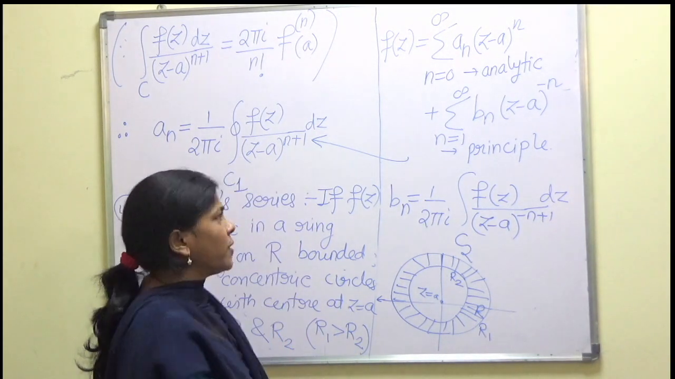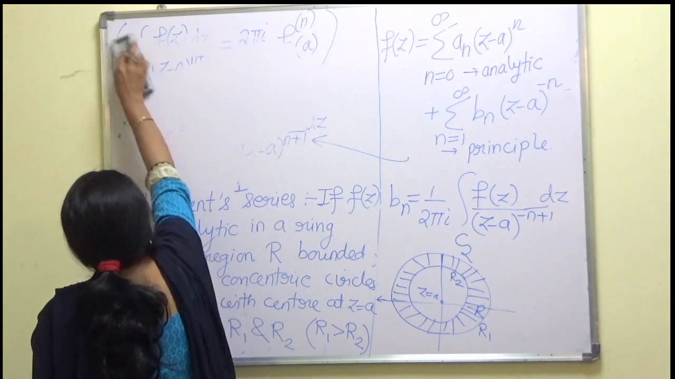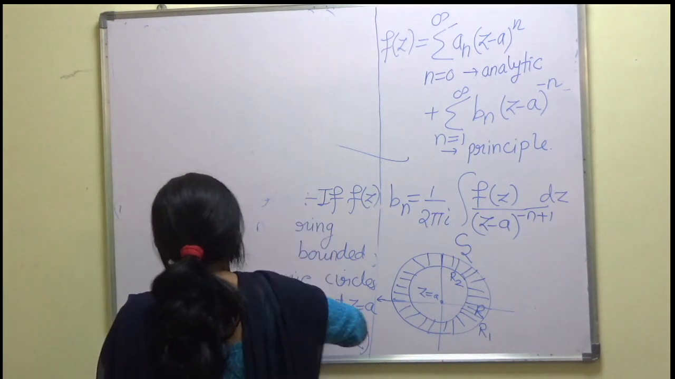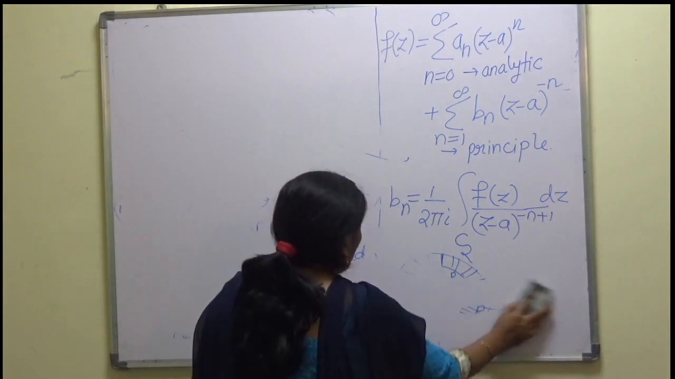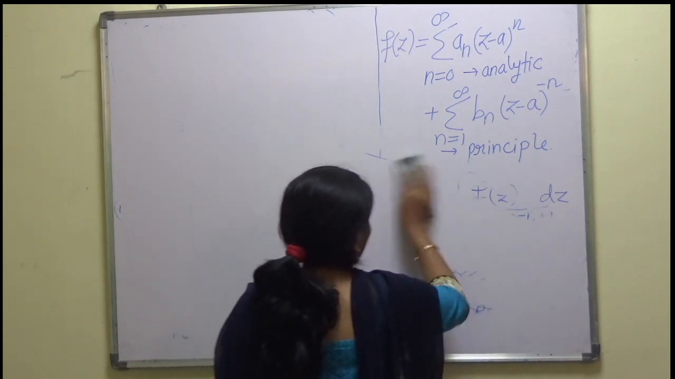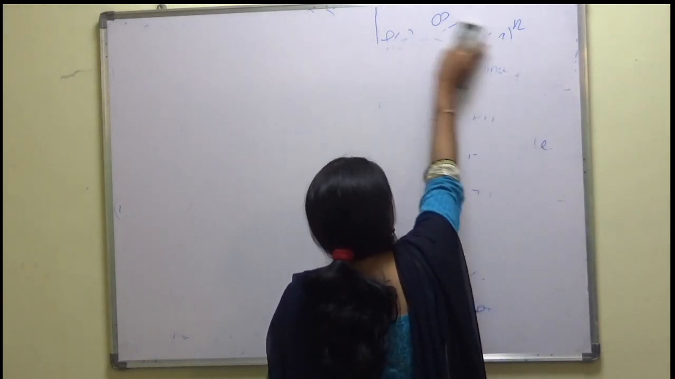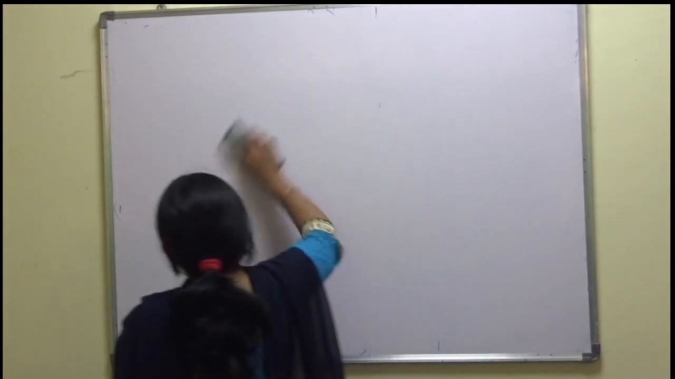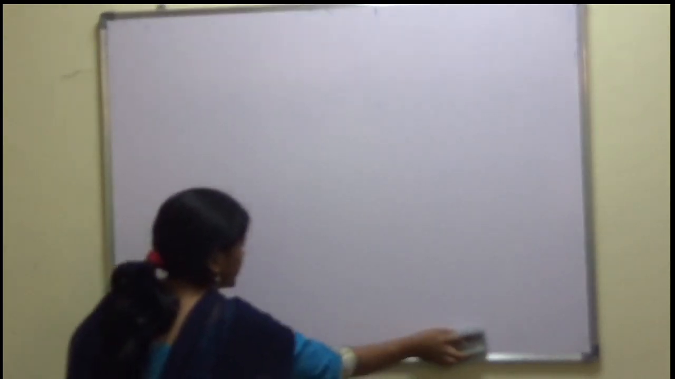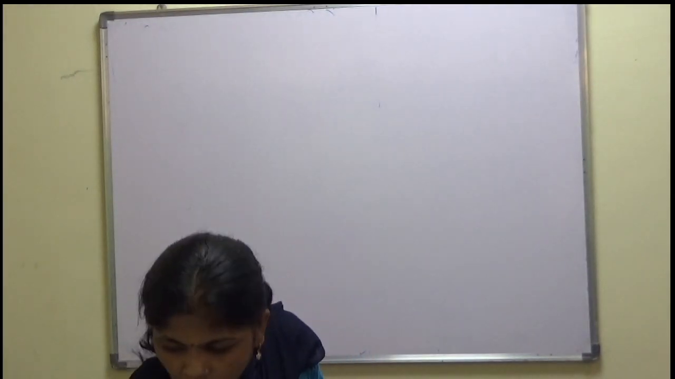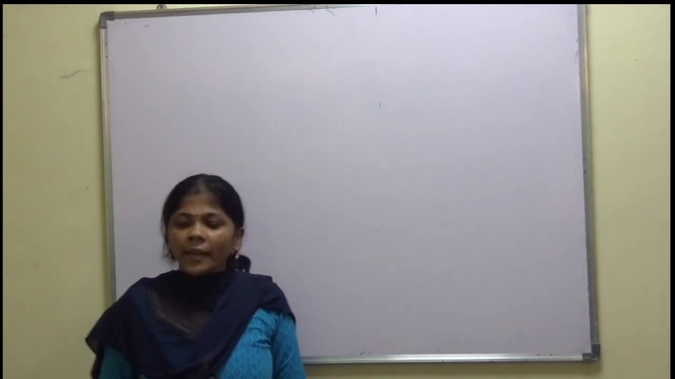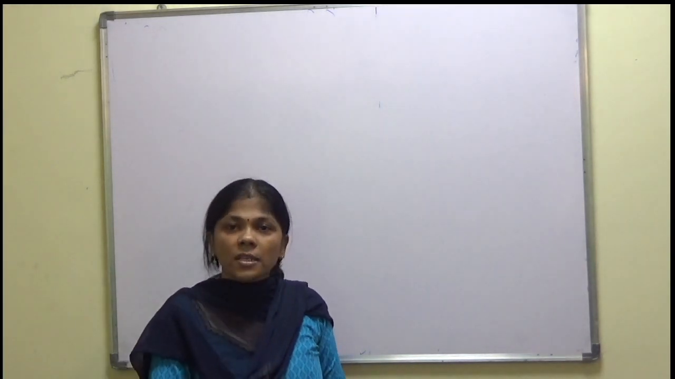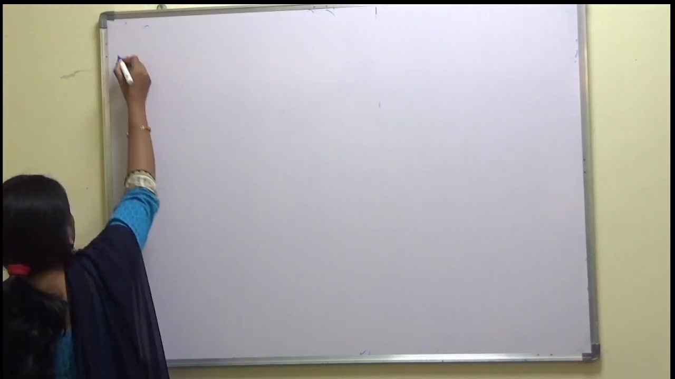Now let us have the next concept, which we will come across frequently. That is singularities. What is meant by singularities of a function? They are also called singular points. A point at which a function is not analytic is called a singularity or singular point.